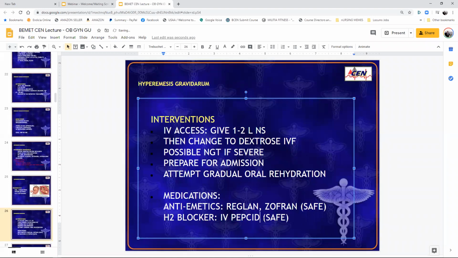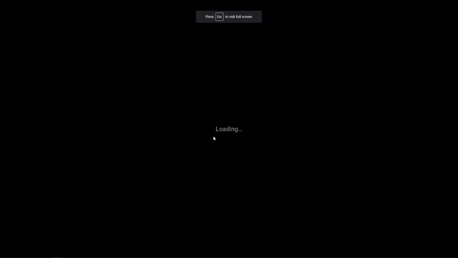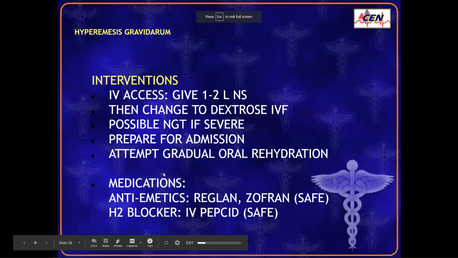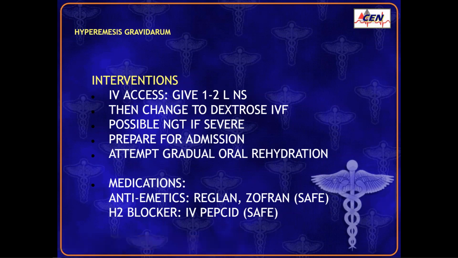So Pepcid is our go-to H2 blocker these days. Now, I still have Zofran on here. Zofran is still considered safe. There are some issues they're looking at, and they're doing some evidence and data gathering on it, but it's not been proven that Zofran is, as of yet, a causation for problems. There is an association with some bad outcomes, but association is not the same as causation.